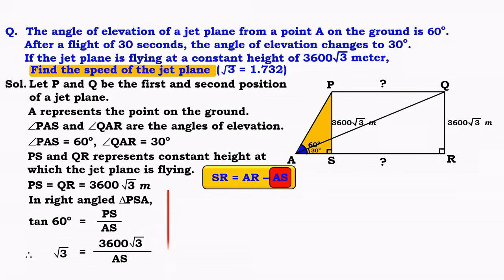Therefore, square root of 3 is equal to 3,600√3 divided by AS. Rearranging the equation, AS is equal to 3,600√3 divided by square root of 3. The square root of 3 cancels from the numerator and denominator. Therefore, AS is equal to 3,600 meters. Hence, we have found that AS is equal to 3,600 meters. Next, we will find AR using the second right-angled triangle and then calculate SR.